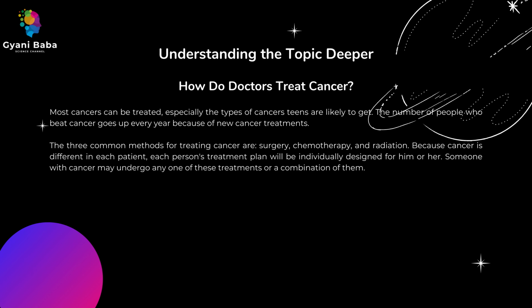How do doctors treat cancer? Most cancers can be treated, especially the types of cancers teens are likely to get. The number of people who beat cancer goes up every year because of new cancer treatments. The three common methods for treating cancer are surgery, chemotherapy, and radiation.